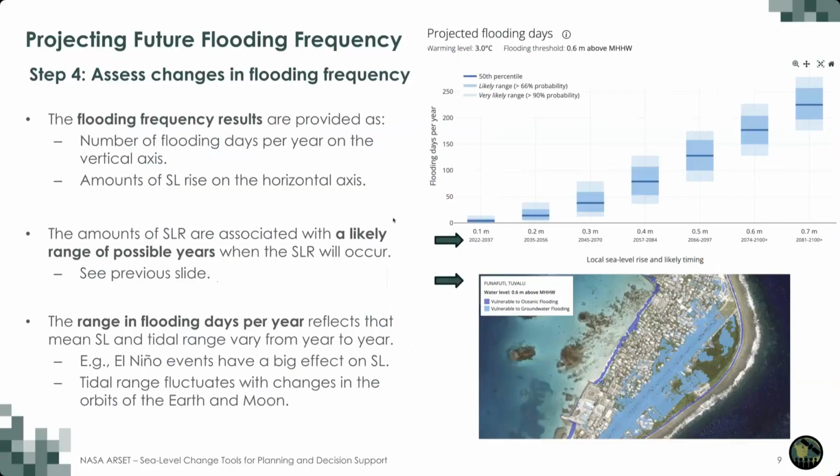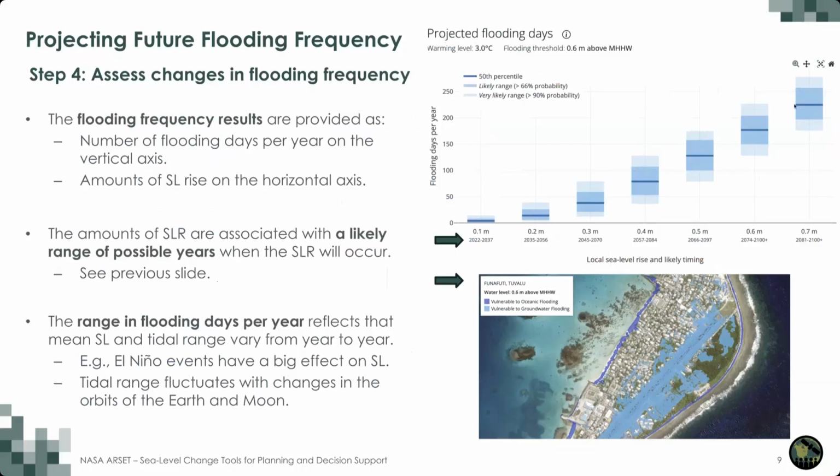Then the last thing you can do here, and this is sort of the aha of this tool, is to look at the actual flooding days per year going forward. You've selected a location, Tuvalu. You've selected a threshold, which we set to 0.6 meters or 60 centimeters above the average high tide. I don't think I mentioned this earlier: that's MHHW, mean higher high water, but it's essentially just the average high tide. And you've also selected a scenario, 3 degrees C by end of the century.